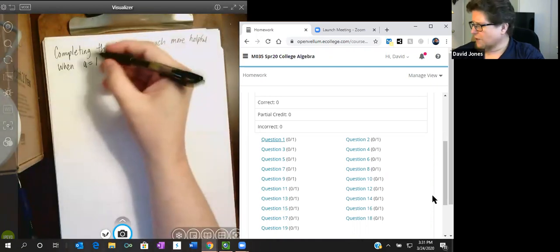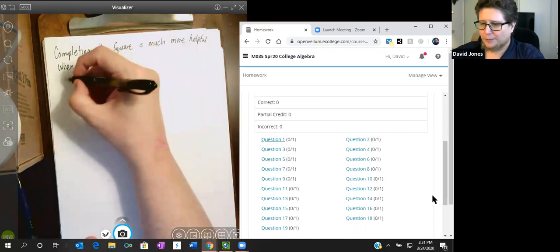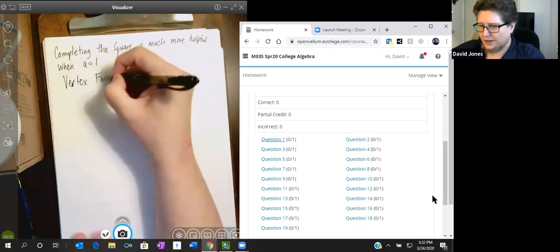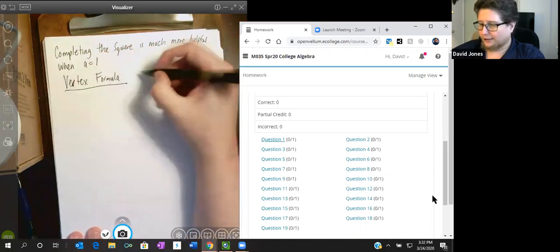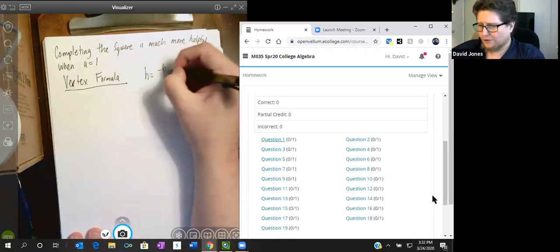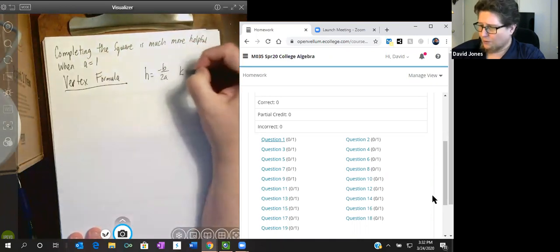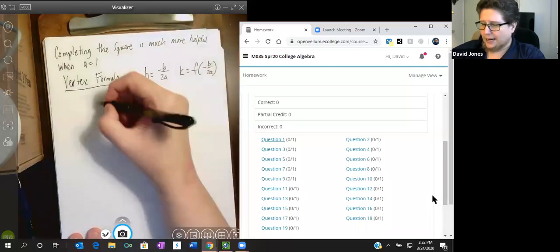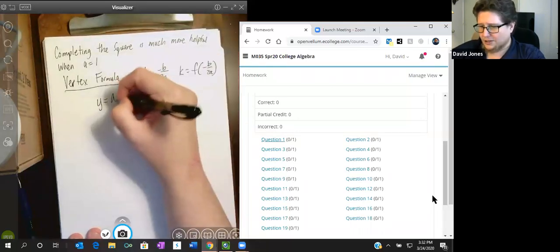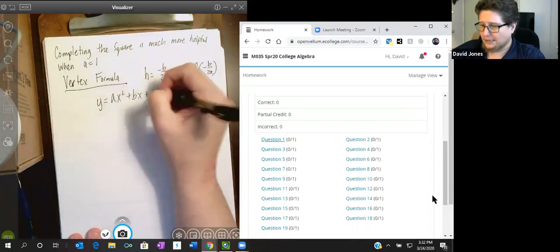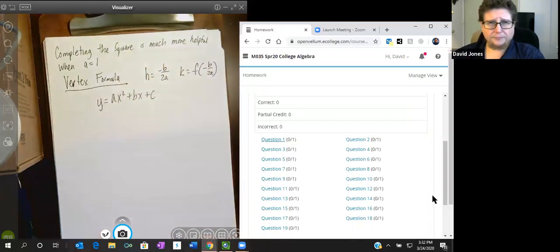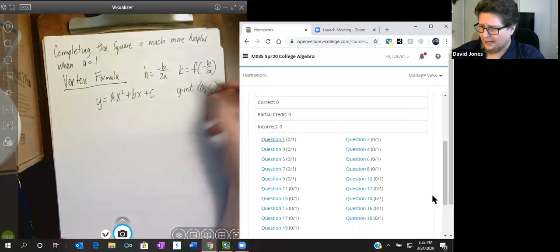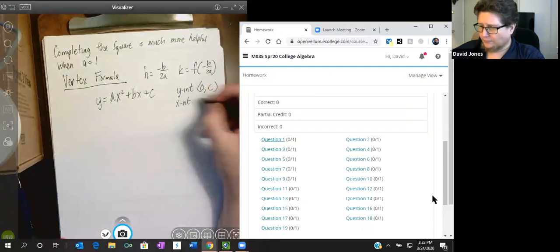So the other approach we just did was called the vertex formula. I didn't state the name formally earlier. H was negative b over 2a. K was f evaluated at negative b over 2a. And we had y equaled ax squared plus bx plus c. The y-intercept was 0, c. And the x-intercept you had to solve for.